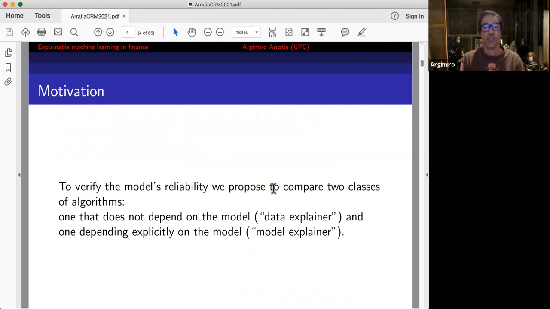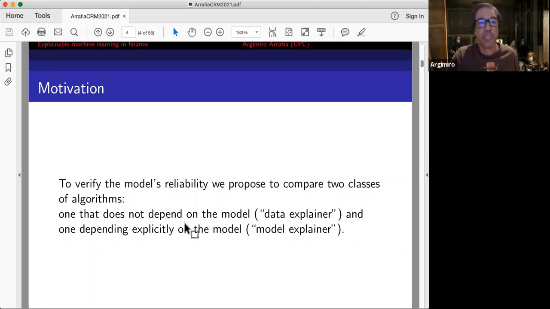Okay, so this is it. In order to verify the model's reliability, what we propose is to compare these two classes of algorithm. One does not depend on the model, the data explainer, which sees the relation between the input variables and the output directly, without applying the model. And then after you apply the model, you see the relation between the inputs and the estimated output, okay?